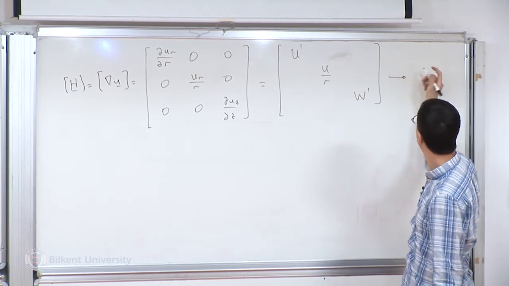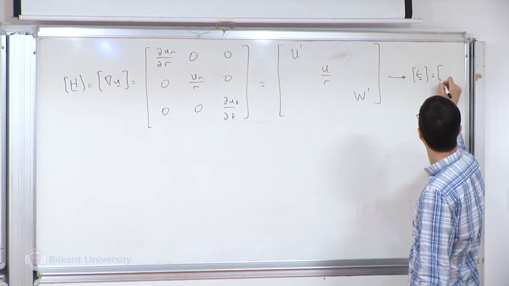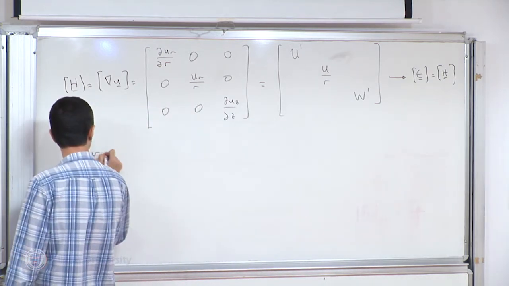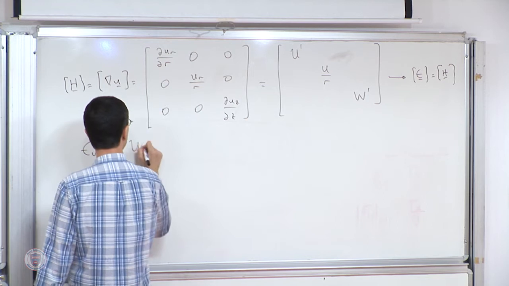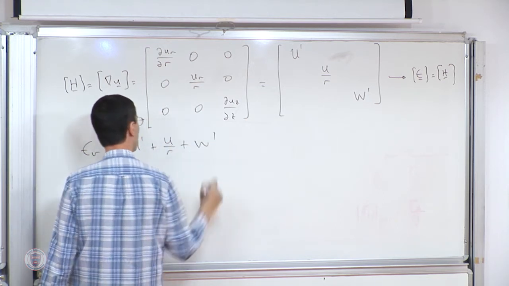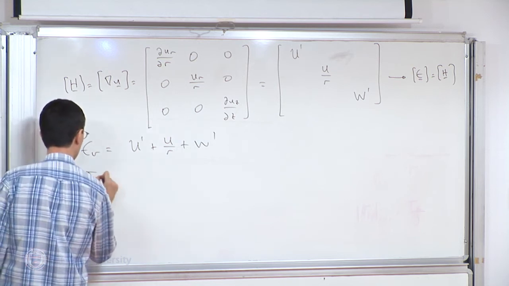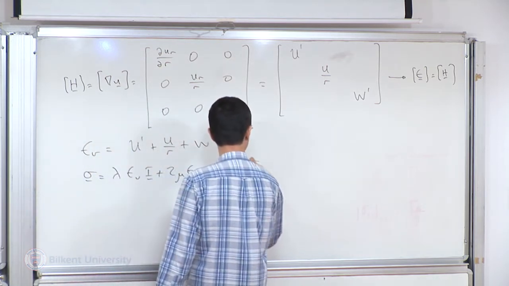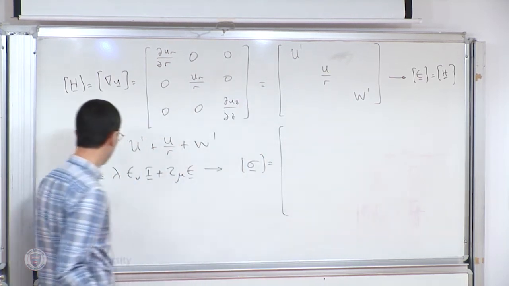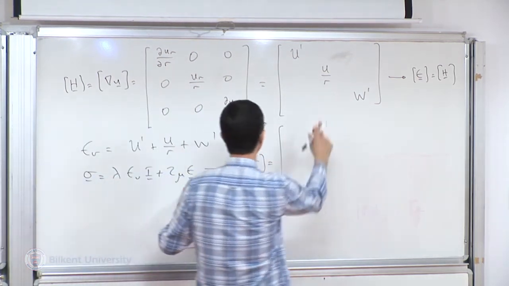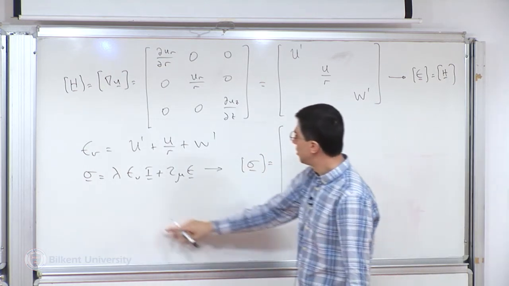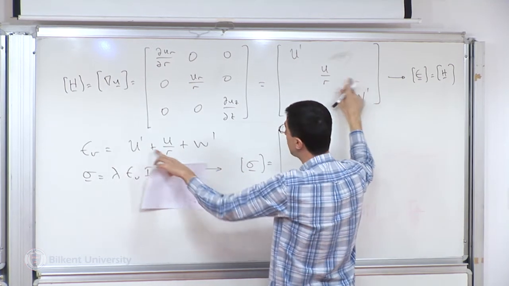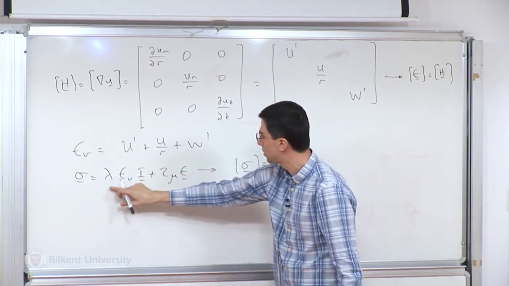Because it has no off-diagonal components, epsilon, in this case, is equal to H. So this is simultaneously my strain matrix. The volumetric strain, in this case, is not in general 0. So it's equal to U prime plus U over r plus W prime. And the stress is lambda epsilon_v I plus 2 mu epsilon. So the stress is equal to lambda times that plus 2 mu times the strain. So I'll simplify on the fly. So lambda multiplies this, but one part of that epsilon_v always appears along the diagonal, the first, the second, or the third. So I'll combine those two things into a lambda plus 2 mu.